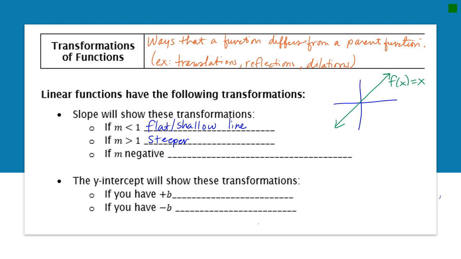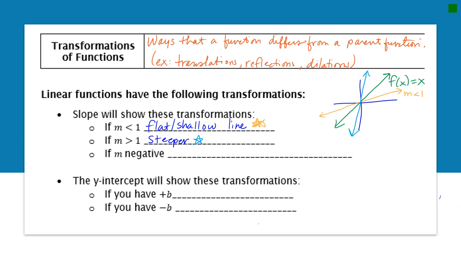So if your slope was less than 1, it would look something like this, where it would be flatter. So that would be if your m is less than 1. If your m is greater than 1, it would be steeper. So it would be something like this.